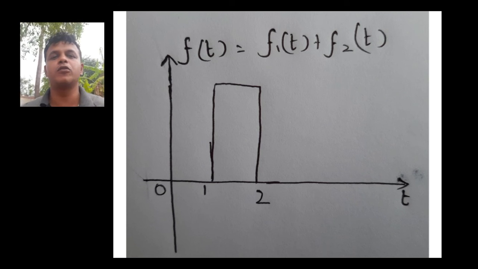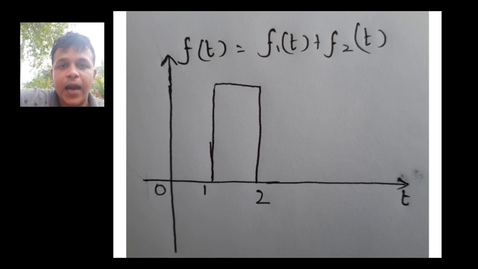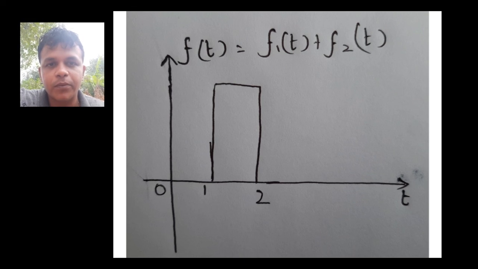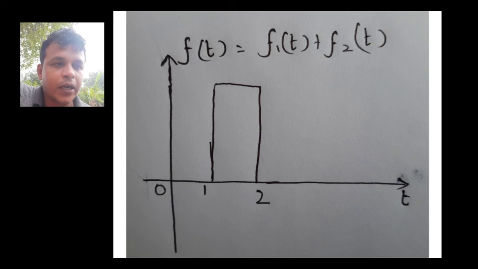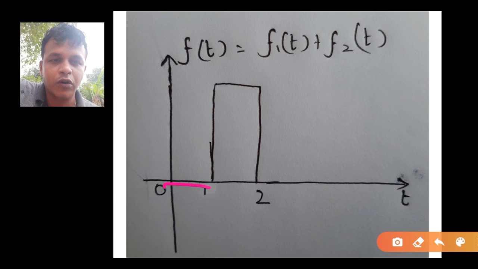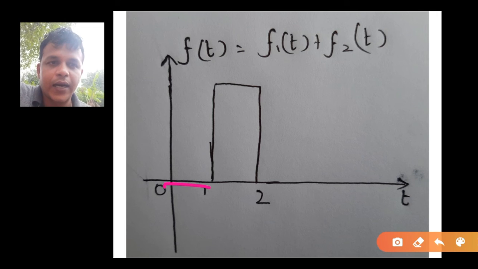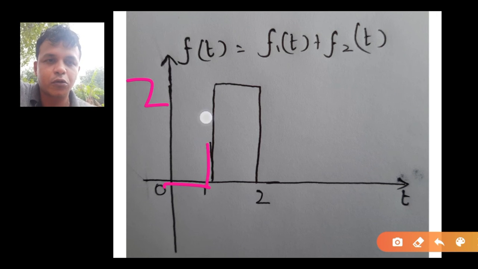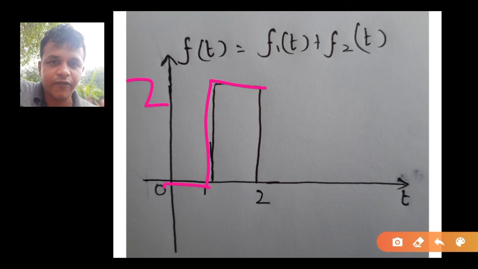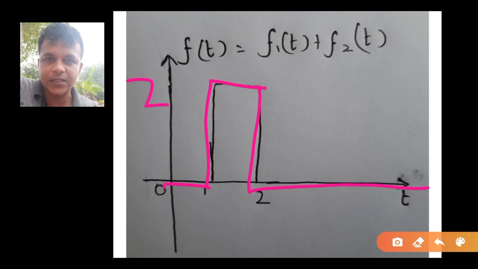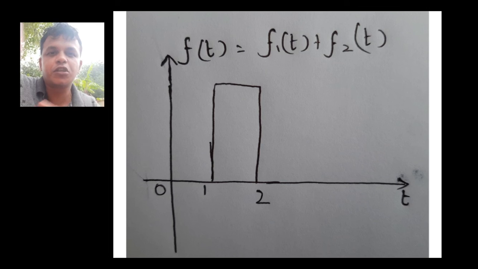The first one is f of t equal to f1 of t plus f2 of t; we have to perform an addition operation between two signals. Between 0 and 1, f1 of t is 0 and f2 of t is 0, so 0 plus 0 is 0. From 1 to 2, f1 of t is 2 and f2 of t is 0, so 2 plus 0 is 2. From 2 to infinity, f1 of t is 2 and f2 of t is minus 2, so 2 minus 2 equals 0. As a result, from 2 to infinity the amplitude is 0. So that becomes f of t. We have performed the addition operation between two signals.